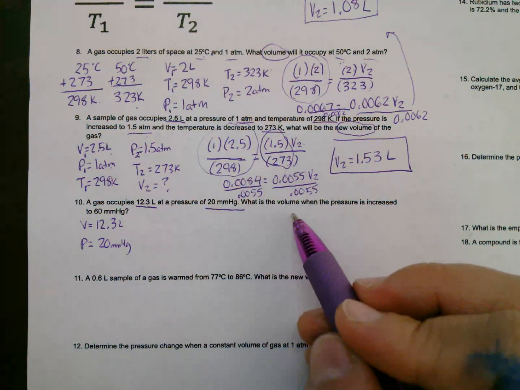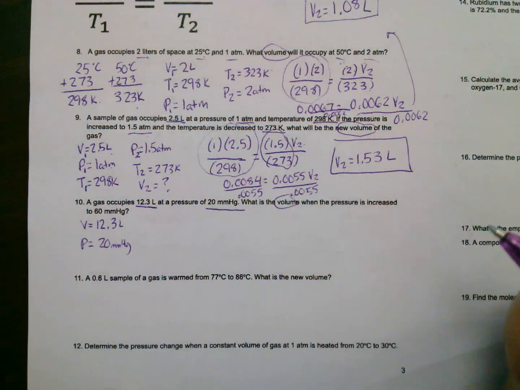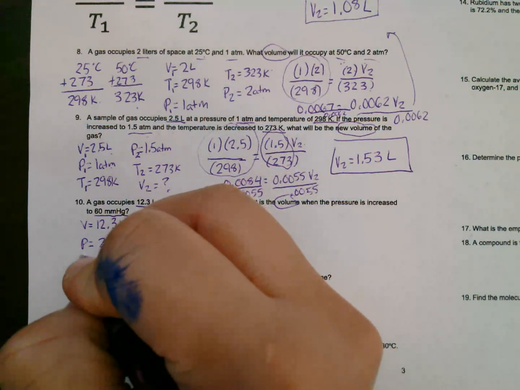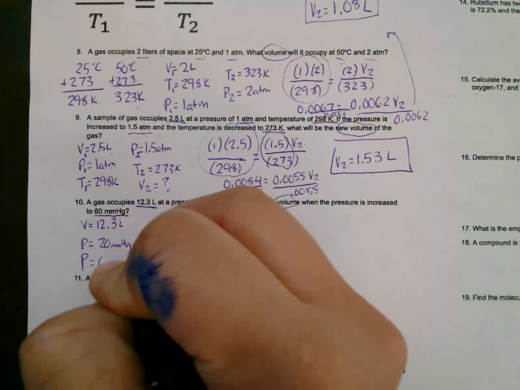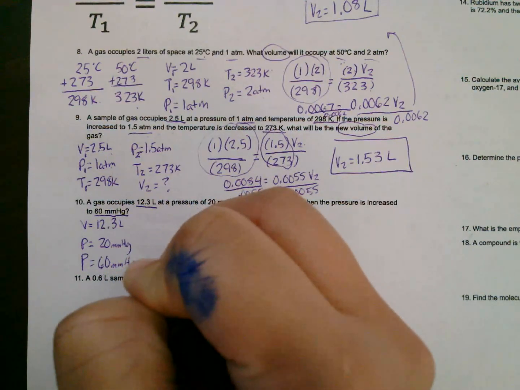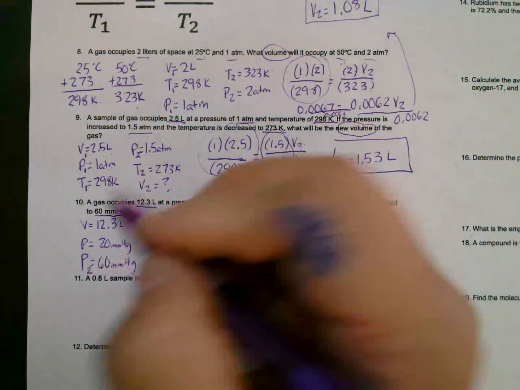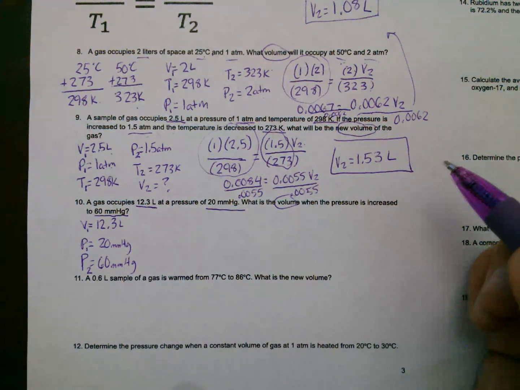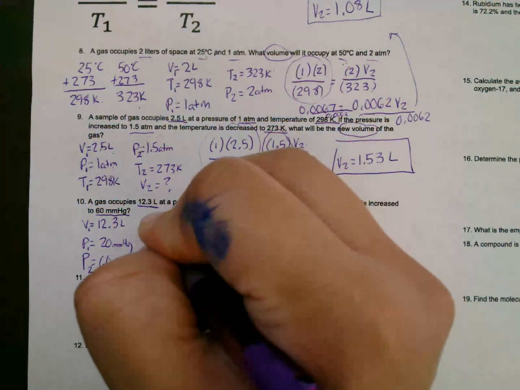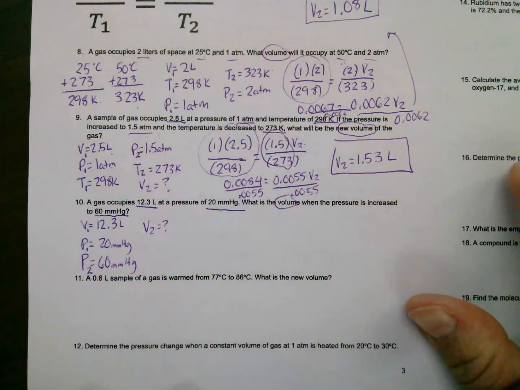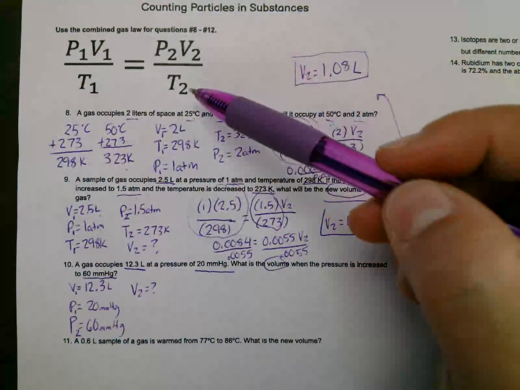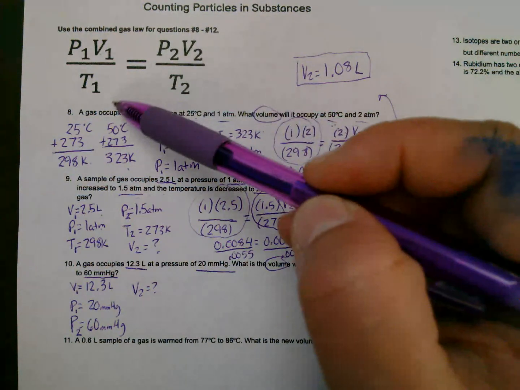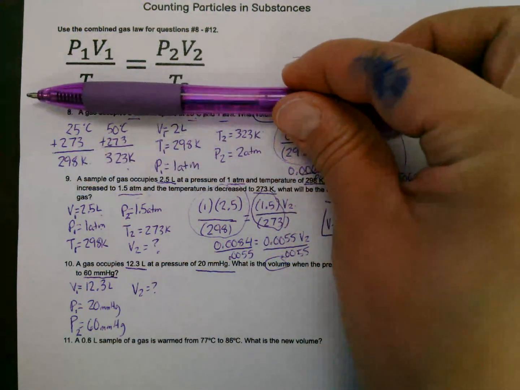What is the volume when the pressure, so we're looking for our volume, when the pressure is increased to 60 millimeters of mercury. So a new pressure is 60. So that means the first volume and pressure were our initials. The second pressures are second. And then now we're looking for a new volume, so we're looking for our V2. We're still going to use the combined gas formula, but we're only going to focus on volume and pressure. We don't need temperature at all, so we're just going to cancel that part out.